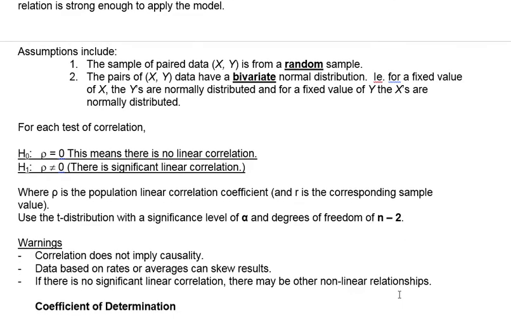A couple warnings here: correlation does not imply causation, so things can be very correlated and one doesn't cause another. I will send you guys some somewhat entertaining examples of that. Also note that if you have, instead of raw data, you've got averages, you can end up with some skewed results that make it appear things are correlated when they're not really. And even when you conclude that they're not linearly correlated, there may be some of those other correlations. Remember, like the curves that we were looking at with the scatter plots.